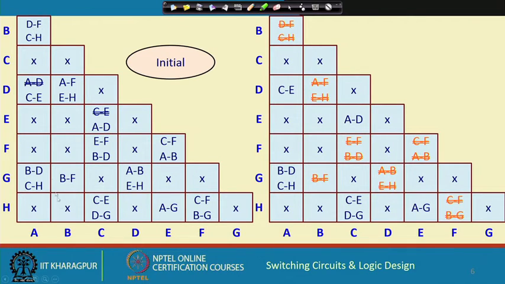As I said, for DF, you see D and F have a cross mark here, so this will also get cancelled out. I am cutting it out, meaning I am putting a cross here also. Similarly, look at this cell, AF and EH. AF has a cross, so this also gets cancelled out. If there is at least one cross, they will also get cancelled out. Then look at this, EF. EF is not cancelled. Then BD.